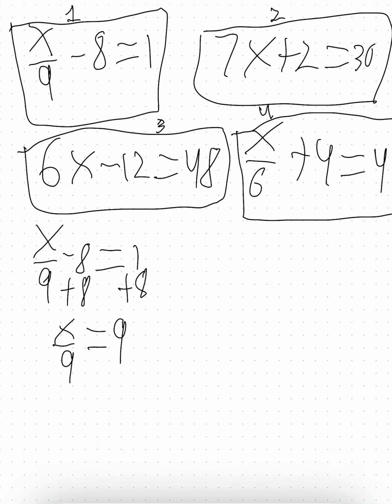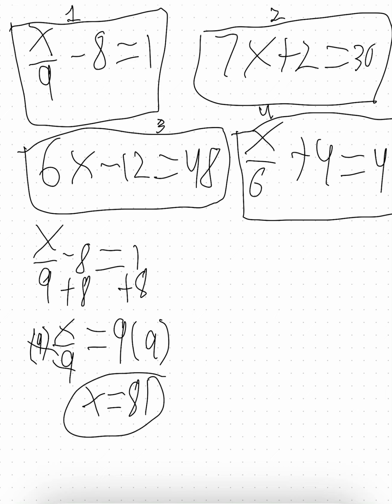Now how do we get rid of the dividing by 9? Well, we have to multiply both sides by 9, because that's the opposite of division. A 9 for a 9, 9s cancel. X equals 81. And then you can plug that back in to check that answer if you'd like.